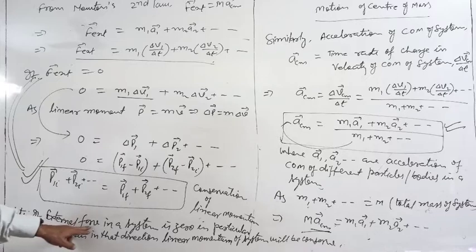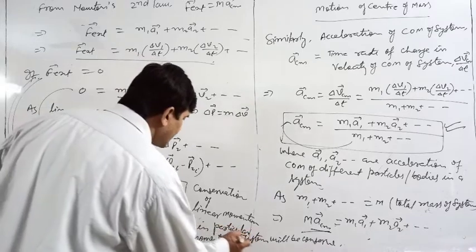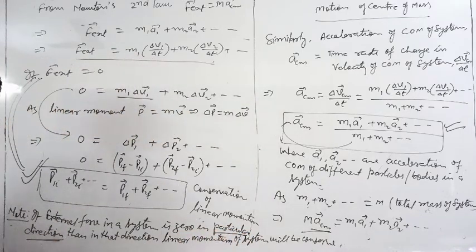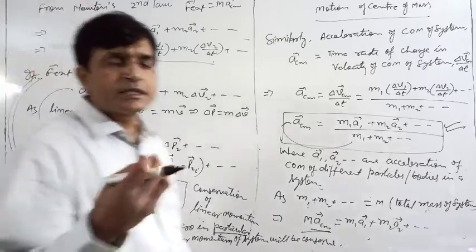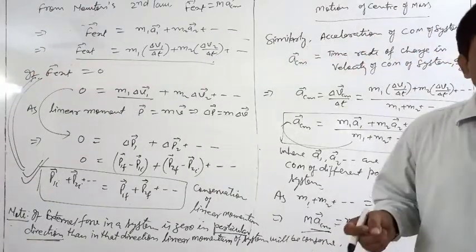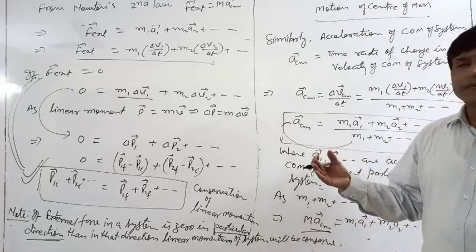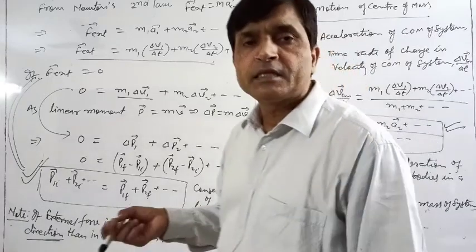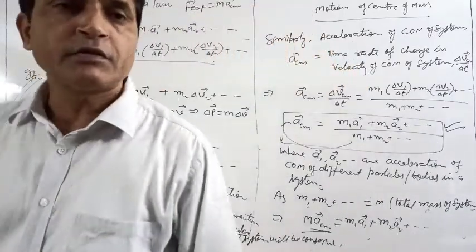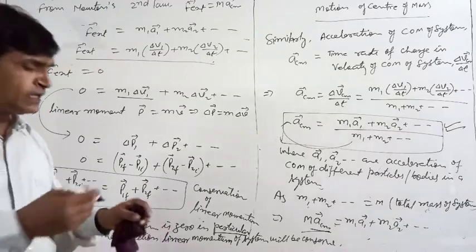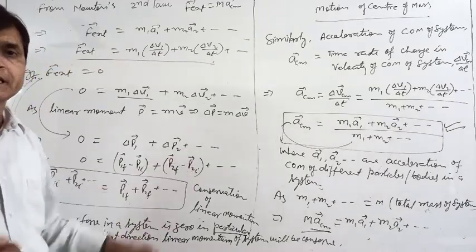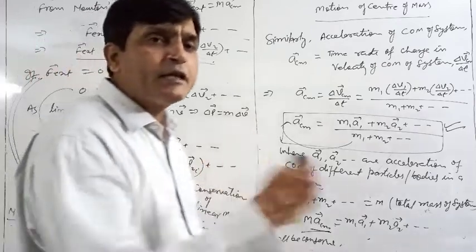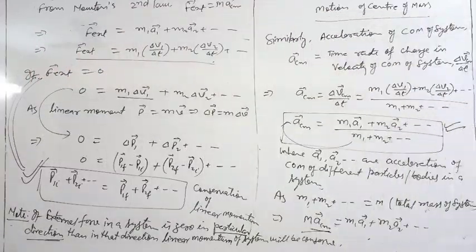So if external force in a system is 0 in a particular direction, it's important. If external force is 0 in the x direction, then momentum along x direction will be conserved. If external force is 0 in y direction, then momentum along y direction is conserved. If net force is 0 in any direction, then you can conserve momentum in that direction. This is the meaning of this statement. So note down this.